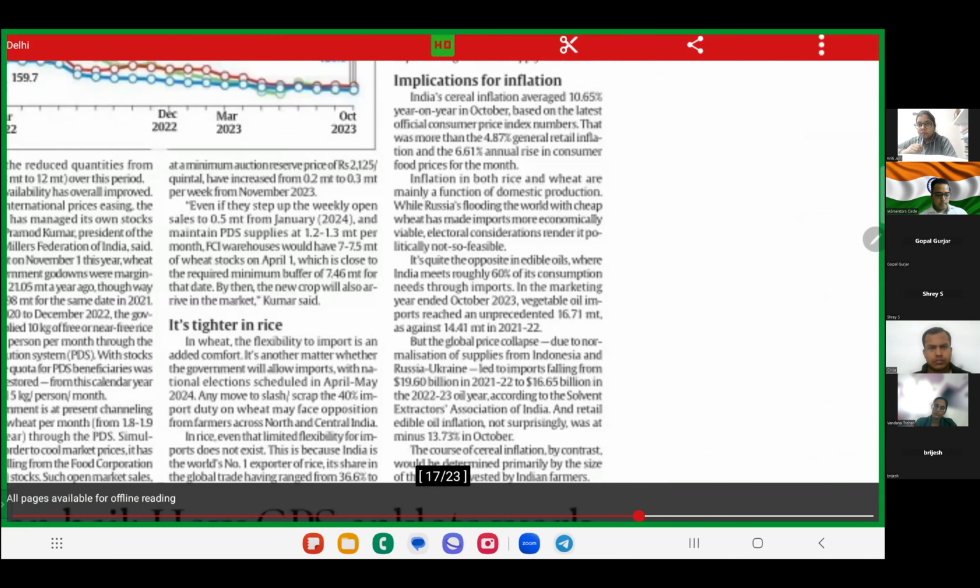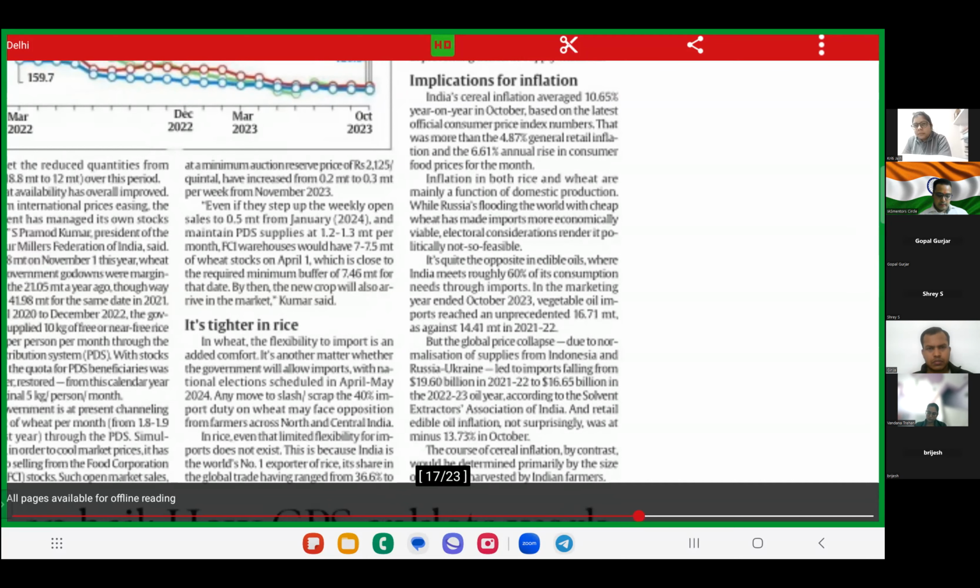Based on the latest official consumer price index number that was more than 4.8. Inflation in both rice and wheat are mainly a function of domestic production. We are doing domestic production on these two commodities. While Russia, okay, it's quite opposite in edible oils, where India meets roughly 60% of its consumption. Means we are dependent on foreign countries when it comes to edible oils. So India imports edible oils. Okay, you have the data as well.